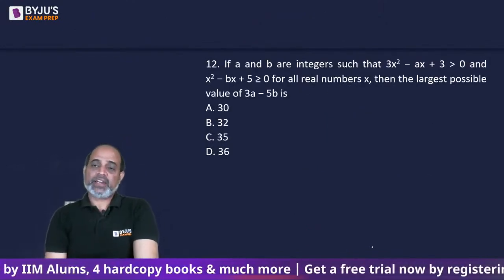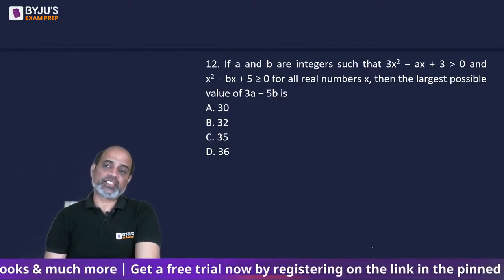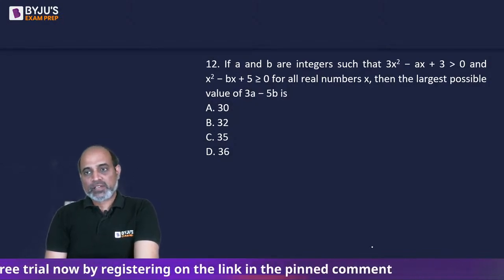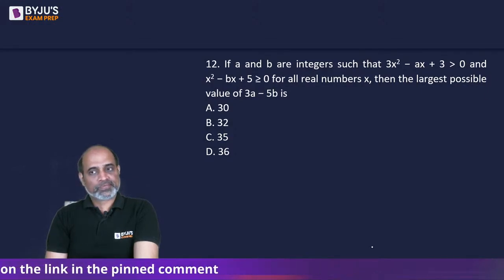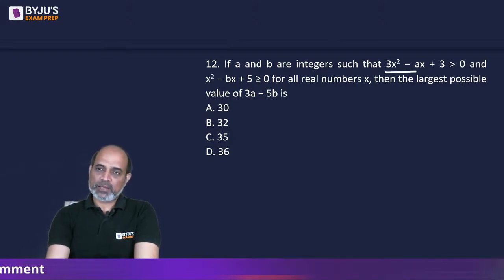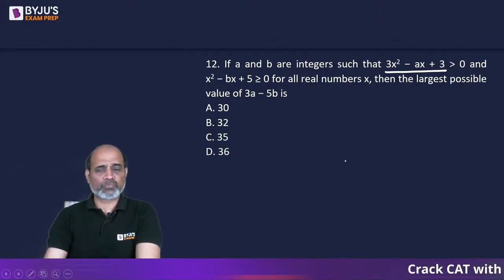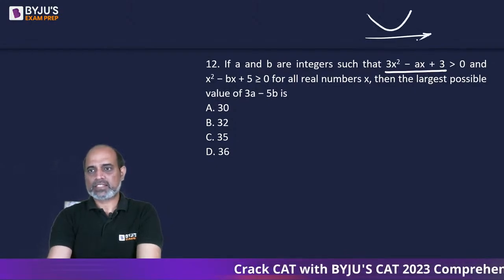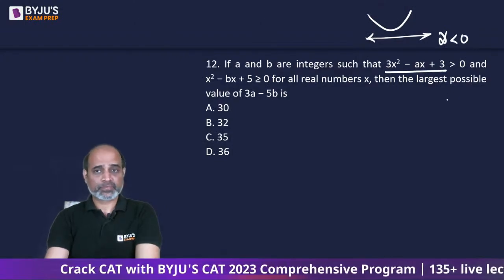Next, if a and b are integers such that this is greater than 0 and this is greater than or equal to 0 for all real numbers x, then the largest possible value of 3a minus 5b is. So this is a parabola whose height is always positive. It will always be above the x-axis. This happens when the discriminant is less than 0.